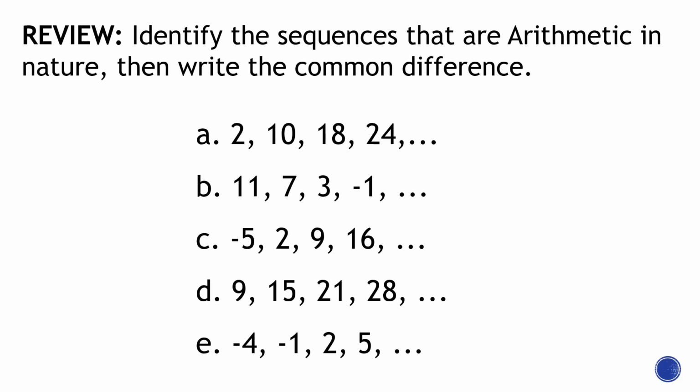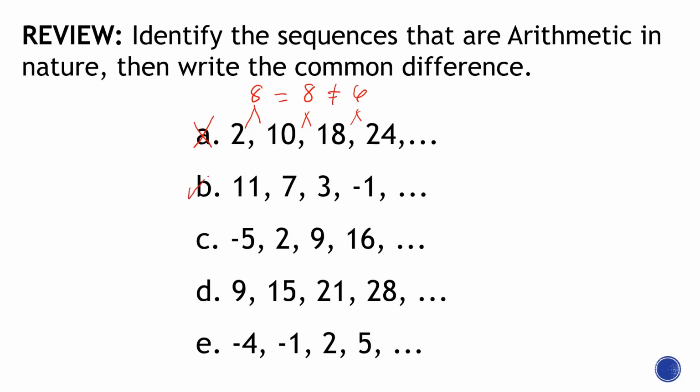Why is that? Well, from 2 to 10, that's 8. From 10 to 18, that's 8. But from 18 to 24, that's not 8, right? It's 6. So therefore, this is not an arithmetic sequence. So for this letter A to become an arithmetic sequence, all those differences should be 8. How about letter B?